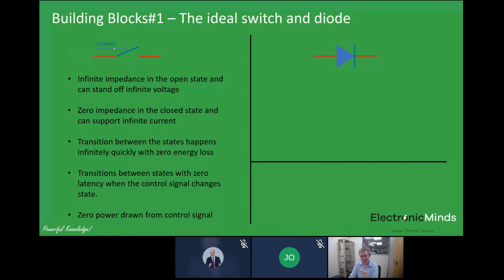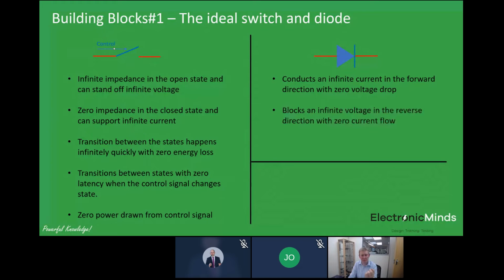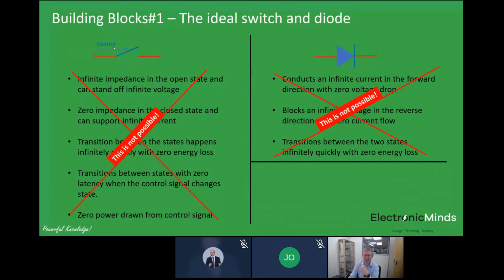Similarly, an ideal diode is a little bit like that, except it doesn't have any control. It just conducts an infinite current in the forward direction with 0 voltage drop, and it blocks an infinite voltage in the reverse direction with 0 current flow. And again, it transitions between those two states infinitely quickly with no energy loss. Now, it'd be nice if we could buy those parts, but for various reasons, it'll never be possible to make those.